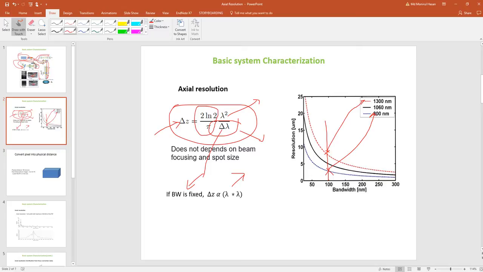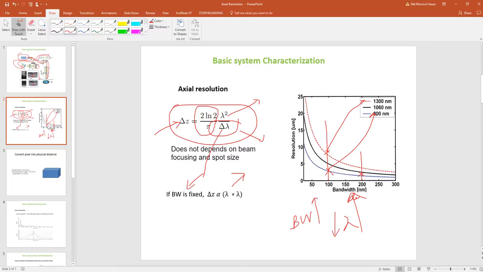Also, if we increase the bandwidth from 100 to 200 here, we can see that the resolution also improves. So we also need a laser source with a good bandwidth. To have a good axial resolution, either we have to increase the bandwidth or we have to decrease the central wavelength.